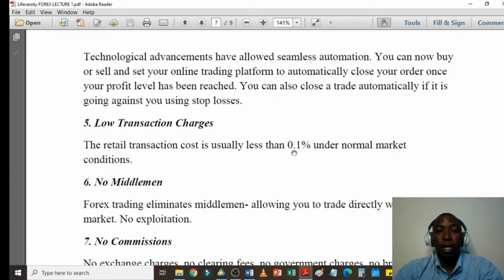Then 5, low transaction charges. The retail transaction cost is usually less than 0.1% under normal market conditions. So as you can see, 0.1%, those are very low transaction charges, and you don't need to keep paying monthly charges. You just pay once, and that is it. Most brokers are compensated through what we call a spread. That is the difference between the buying and selling price. I will be able to disclose it to you in the upcoming lectures.